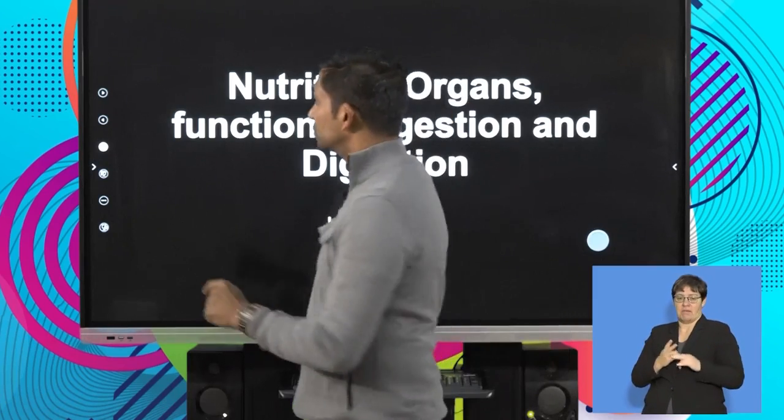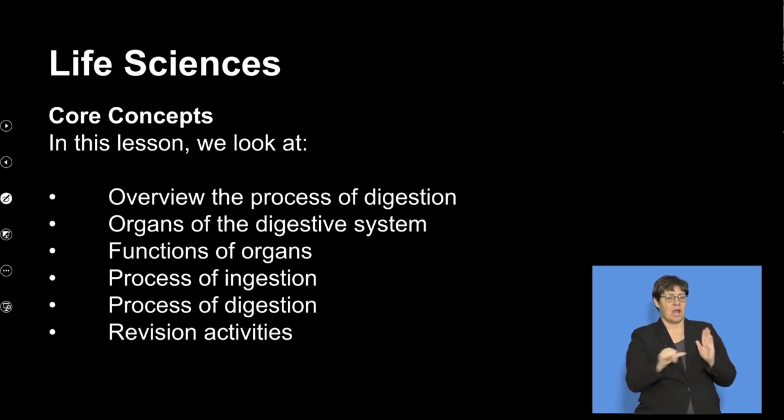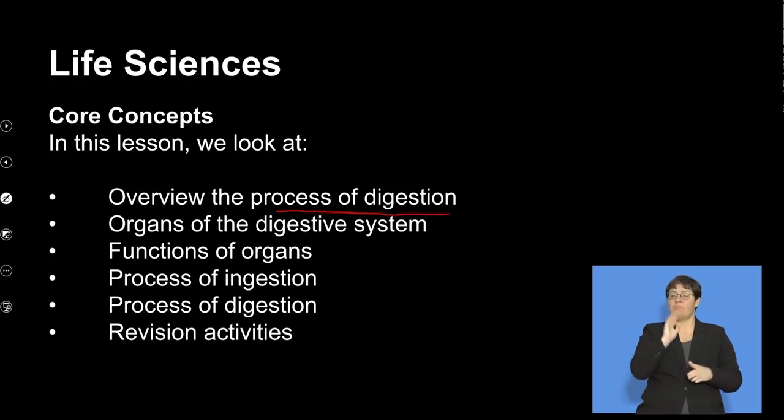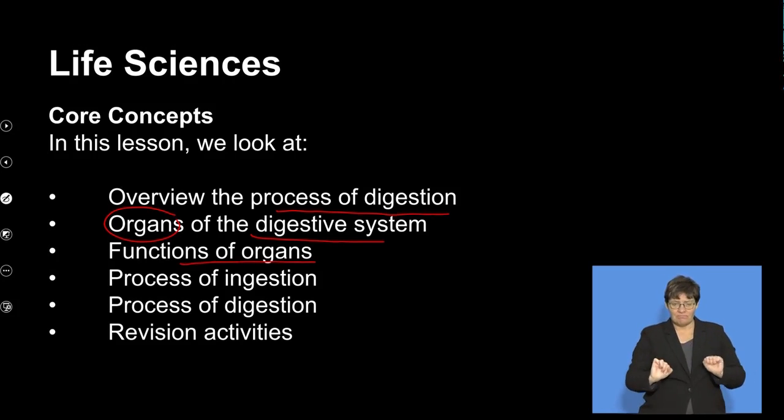So let's get straight into the core concepts of our lesson. As I mentioned, it's important that we review what the core concepts are. We're going to spend some time overviewing the process of digestion. We're going to spend some time looking at the important organs in our digestive system. We're going to talk about their functions and their role in the process of digestion. And then we're going to pay special attention to two processes: the process of ingesting food, and what happens when food is ingested during the process of digestion.